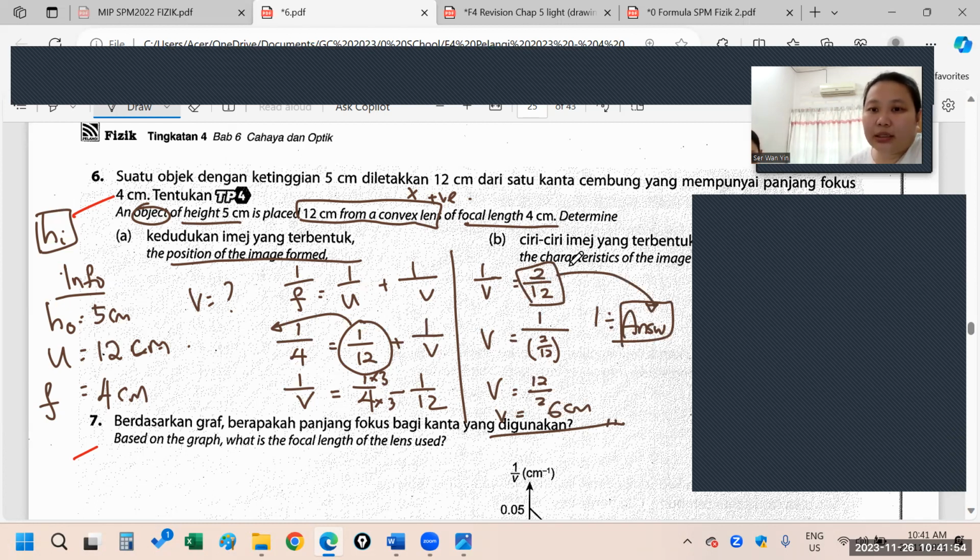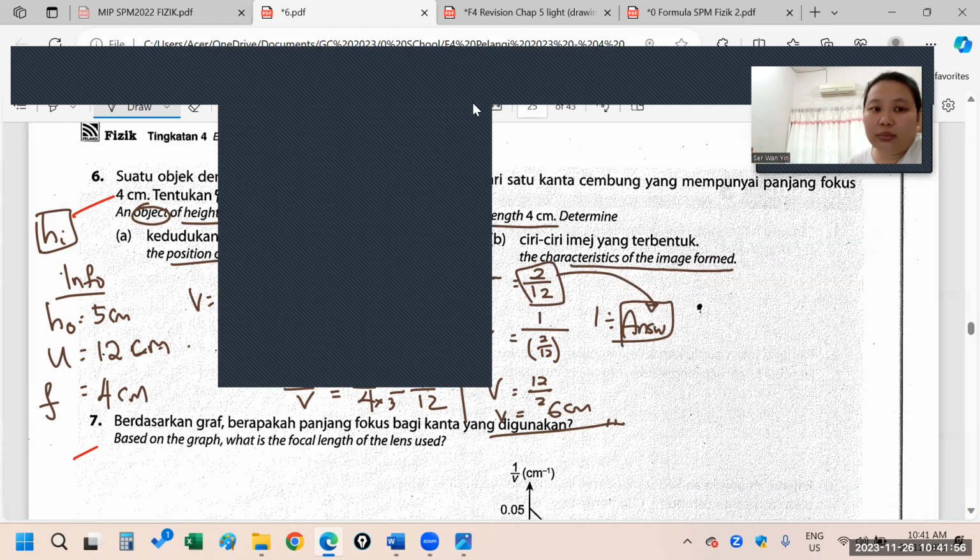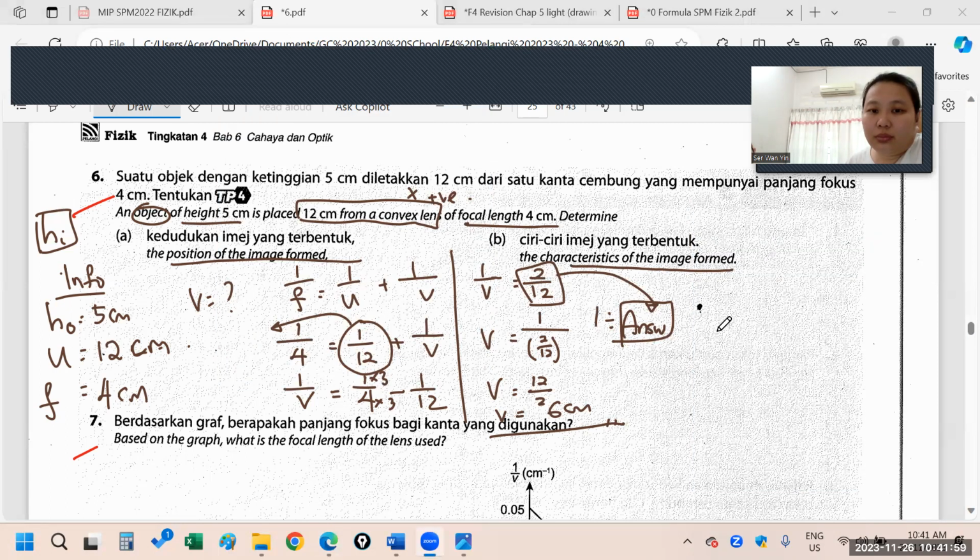Then what is the characteristic of the image formed? So since U is 12 cm, V is 6 cm, from here can we know if the image is magnified or diminished? Magnify means enlarge, diminish means reduce. Yeah, very good. Actually from U and V we can know already. The image is diminished.